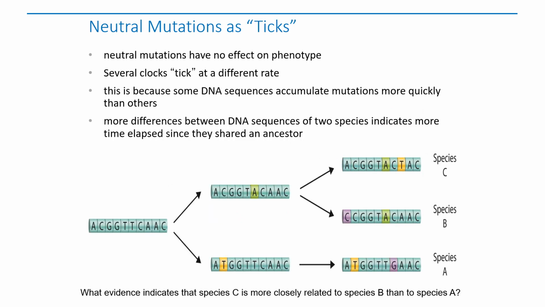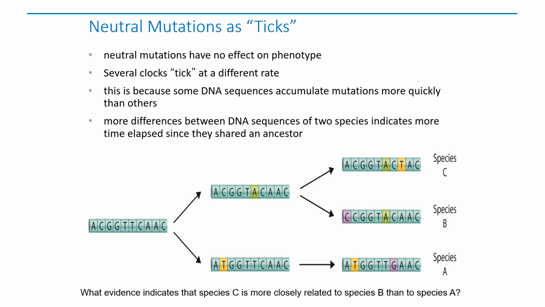And each of these molecular clocks are going to tick at different rates or move at different rates. And this is because some of the DNA sequences will accumulate the mutations more quickly than others. But again, the more differences you see between the DNA sequences, the more time that has passed between the 2 species having a common ancestor.